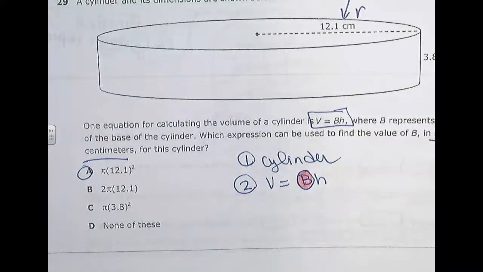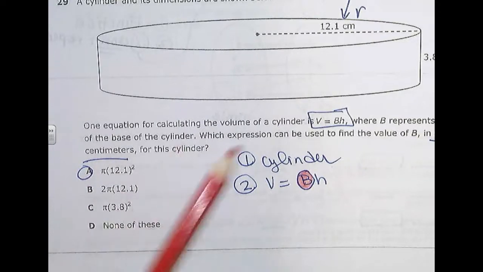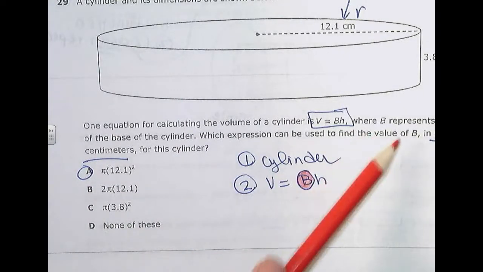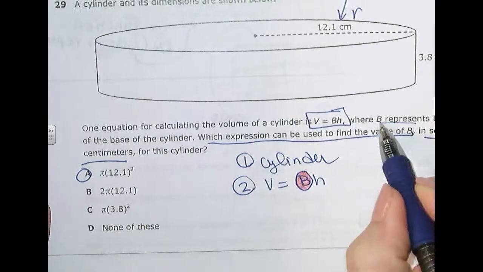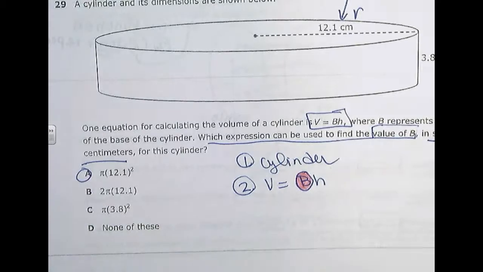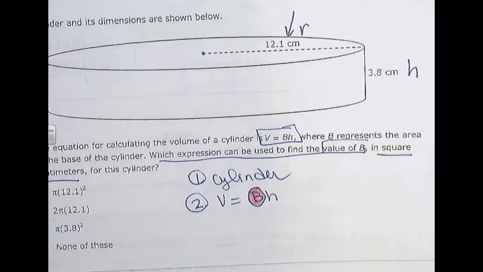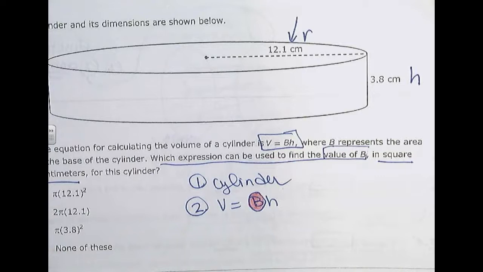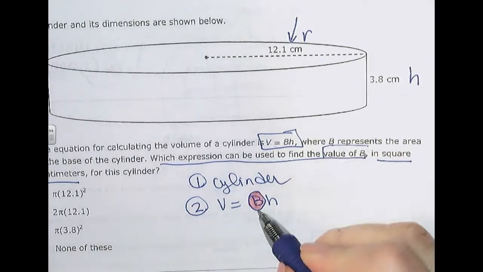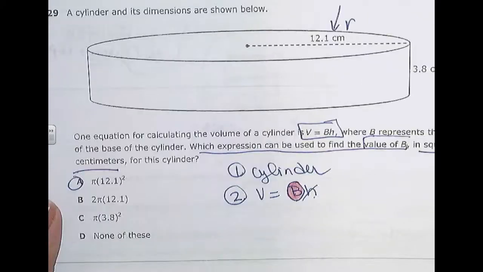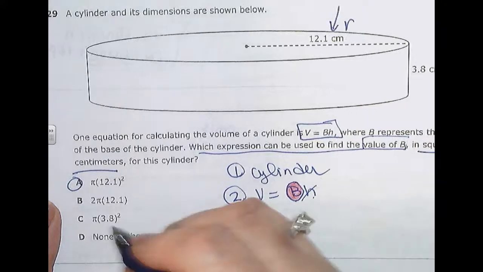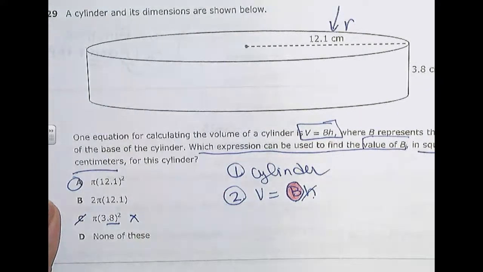And it says, which expression can be used to find the value of B? They only want B. That's it. Now, if they're looking for only B, what number do you not need? Do you need height? If I'm looking for this, no. What's the height number? 3.8. Go to your answer choices. 3.8 is wrong. Yeah, correct.